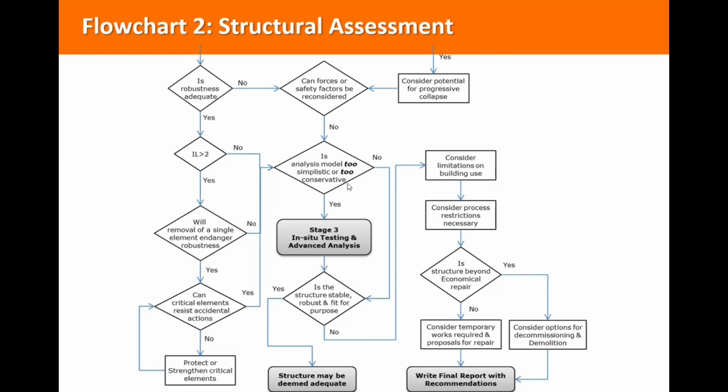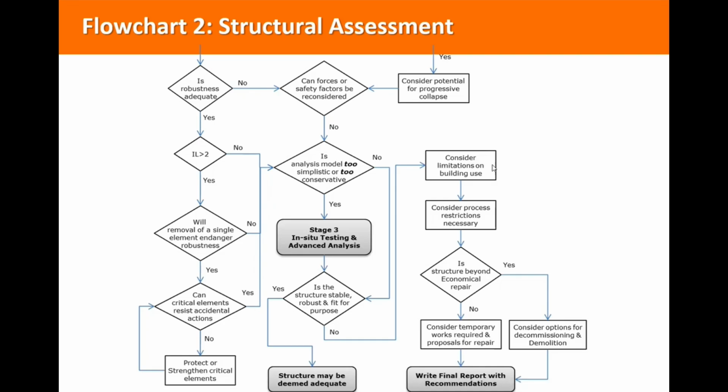So if so, then yes, you go on to in situ testing and what I call advanced analysis. That will be flowchart 3. Once you've gone through that process of stage 3, you come back to this flowchart and conclude whether it's stable, robust, and fit for purpose. If yes, then you can deem it adequate.